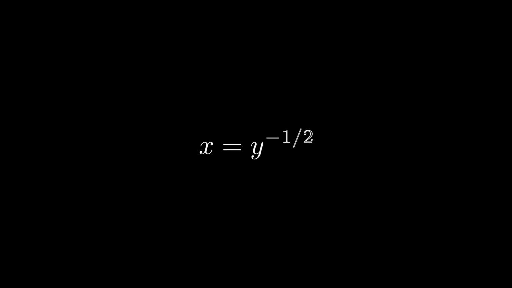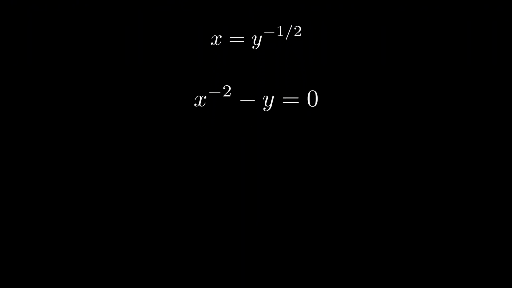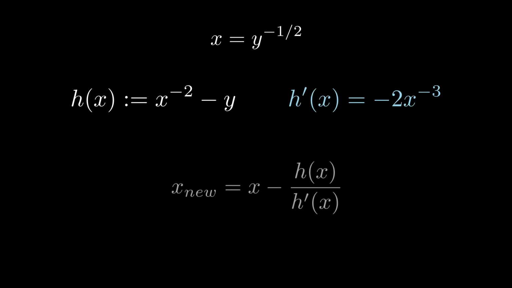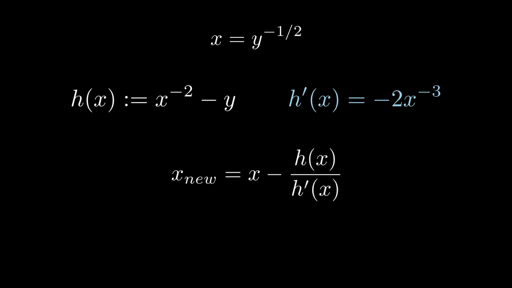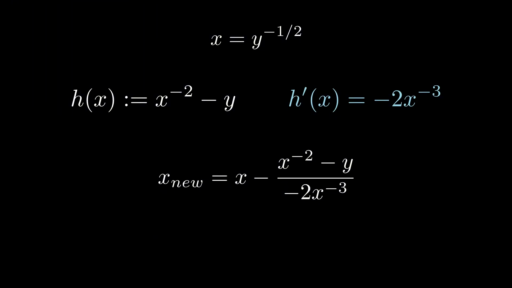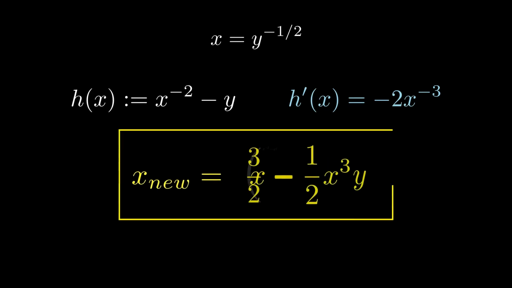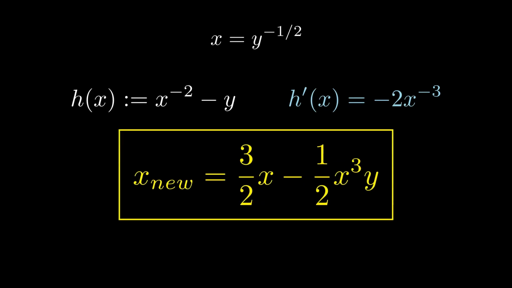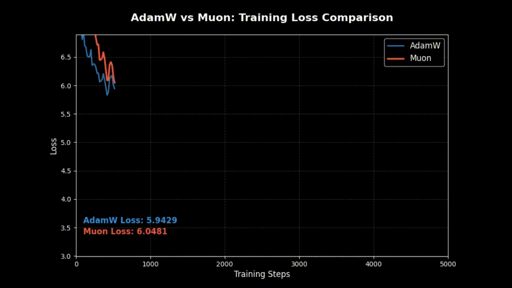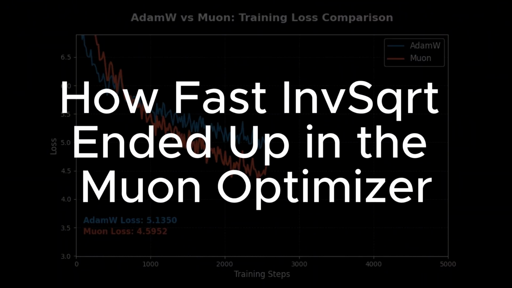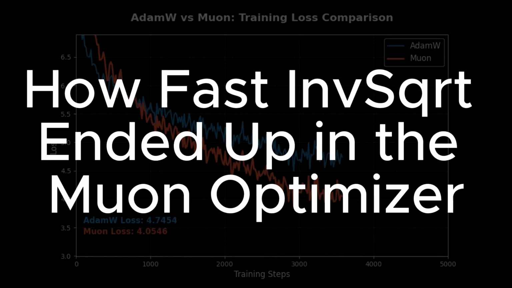Turns out that the same mathematical trick used to calculate lighting reflections in a 1999 first-person shooter helped drive ideas behind the training of the world's largest neural networks. But instead of normalizing 3D vectors for rendering, Muon uses these iterations to orthogonalize massive weight matrices, forcing them into a specific geometric alignment. And with that in mind, this is how fast inverse square root ended up in machine learning's state-of-the-art optimizer.